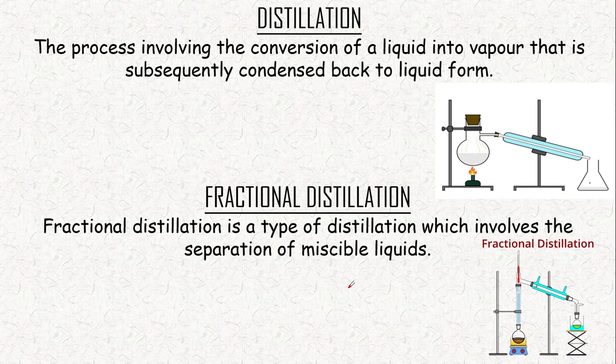Next, distillation. Distillation is the process of converting a liquid into vapor that is subsequently condensed back into liquid form. Distillation and fractional distillation are almost the same, but they vary slightly. Here we take two liquids, let's assume milk and water. When you mix milk and water, the water mixes into the milk uniformly, so you can't separate them. When you boil that mixture, only the water will be evaporated and the milk is left behind.